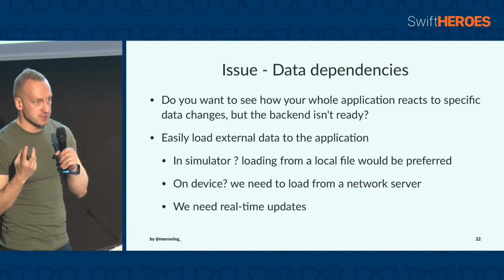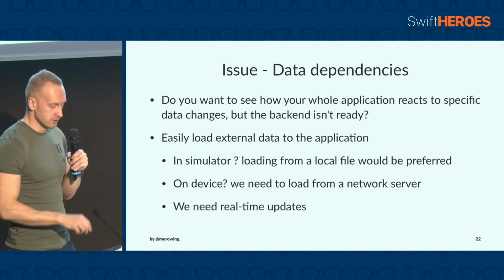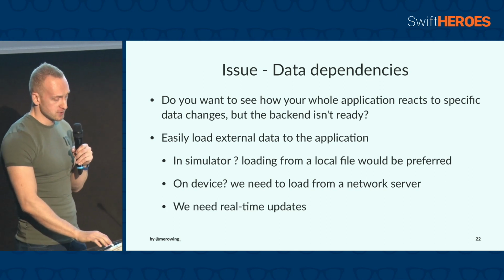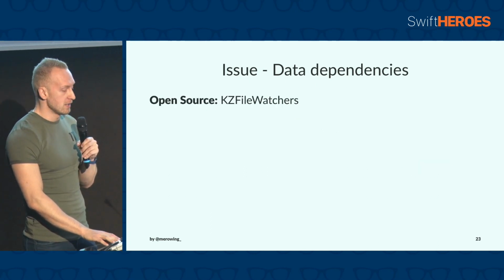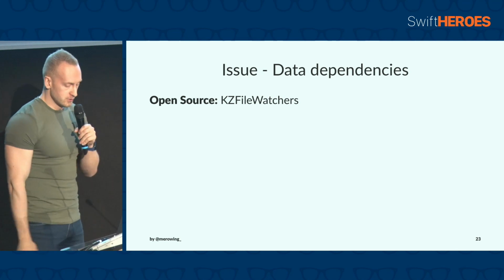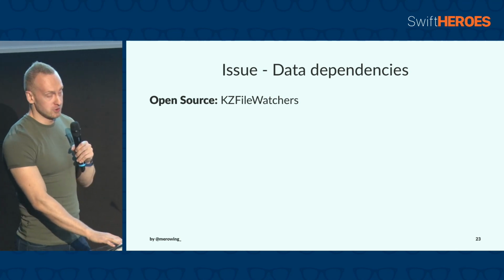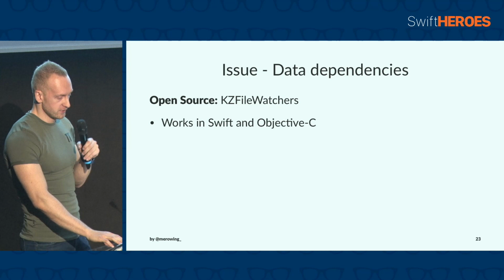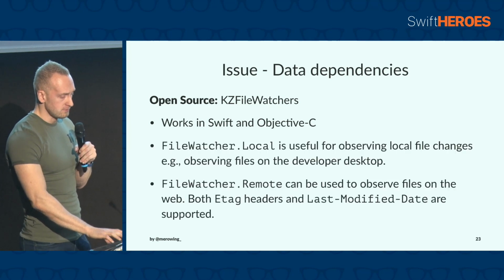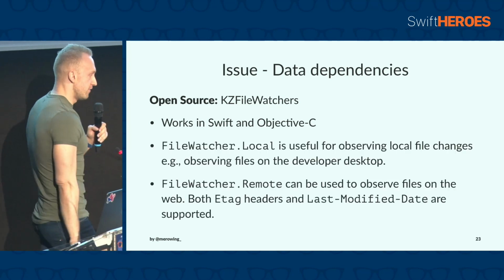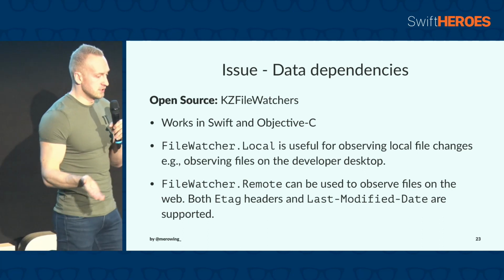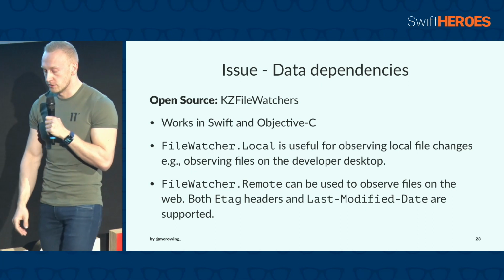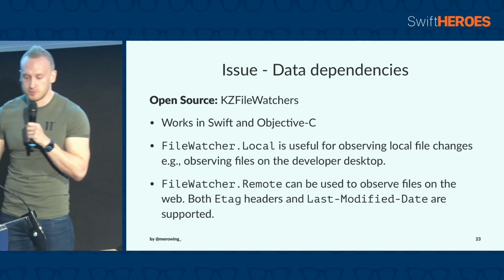And what really matters is the real-time updates, right? That is very crucial. So as I was working on one of the client's apps, I built this thing called File Watchers. It's a very simple generic implementation. I think it has like 2 files and works in Swift and Objective-C as usual. There is a local and a remote file observer. For the local one, you can point it to anything, like if you're running a simulator, just point it to your desktop, for example.